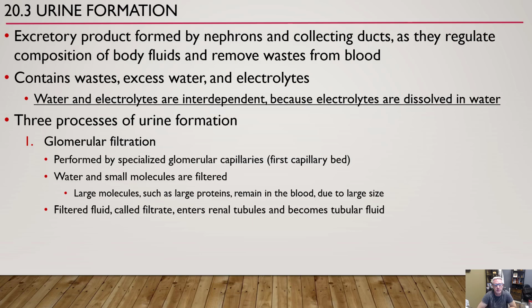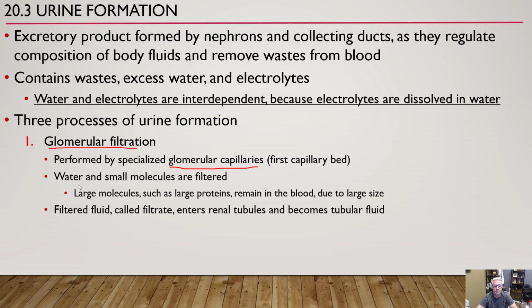And we have three processes of urine formation. We talked about glomerular filtration already. That is what is done by that first capillary bed inside the glomerulus itself, by those glomerular capillaries. Remember that afferent arterioles come into that glomerulus, and that filtrate seeps out of those glomerular capillaries into the Bowman space.